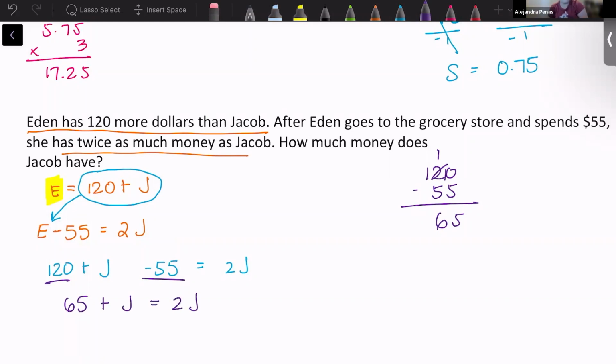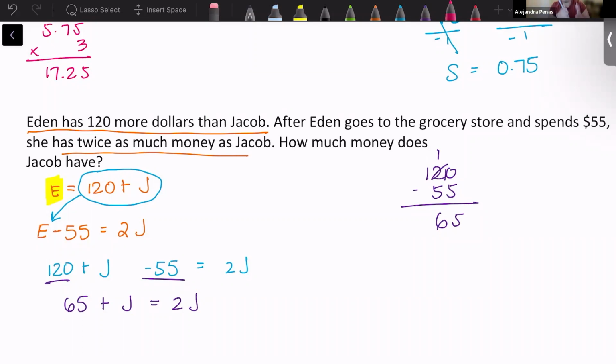Now we have a problem here. We have a variable on both sides of the equal sign. It's never a good thing. You only want to have it on one side. So it does not matter if you move it to the left or to the right. You just want it to be somewhere that it looks kind of lonely because the goal is to get it alone. So in this case, it's going to be a lot easier to just move that J over to the right-hand side.